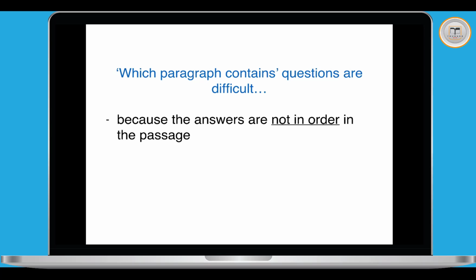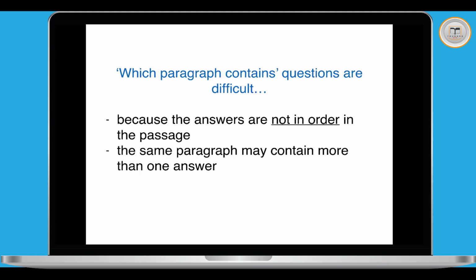First, because the answers are not in order in the passage. So, of course, question 1 is not paragraph 1, question 2, paragraph 2, that would be too easy. The second difficulty is because the same paragraph may contain more than one answer.